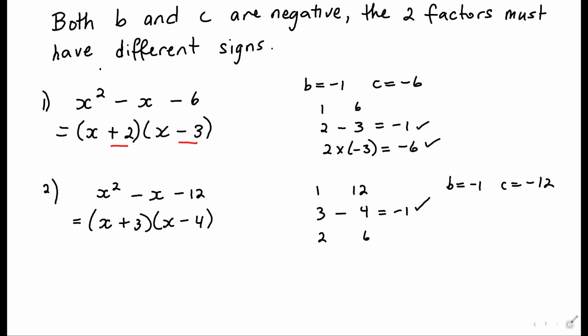All right, so pay attention to your signs, please. The signs must be where they add or subtract to give you B, and at the same time multiply to give you C. So I'm going to write down a few. Try these for me. And it's all mixed up, okay? So it's not going to be the same for all.